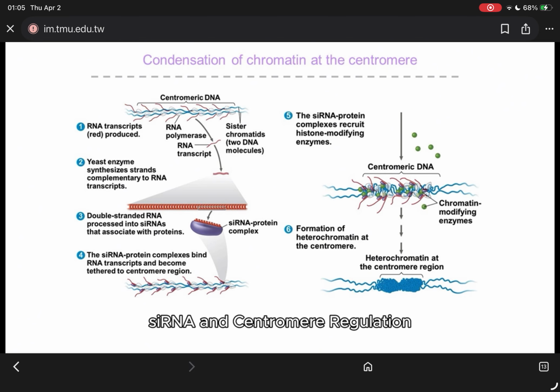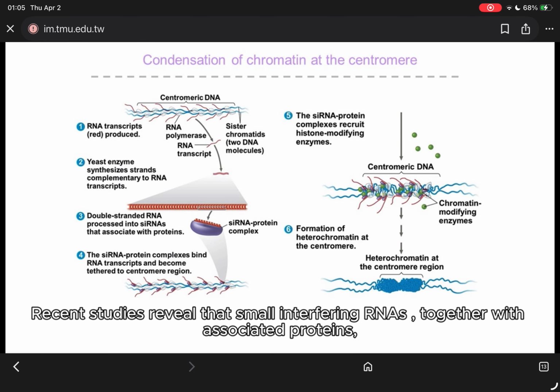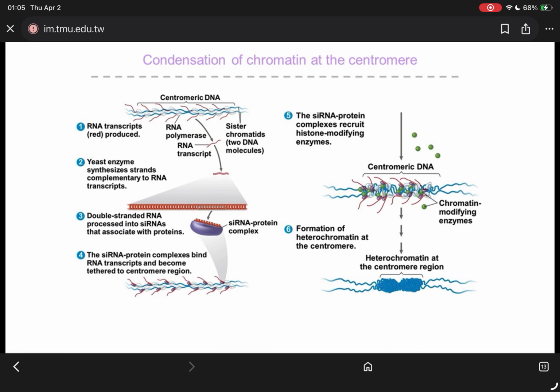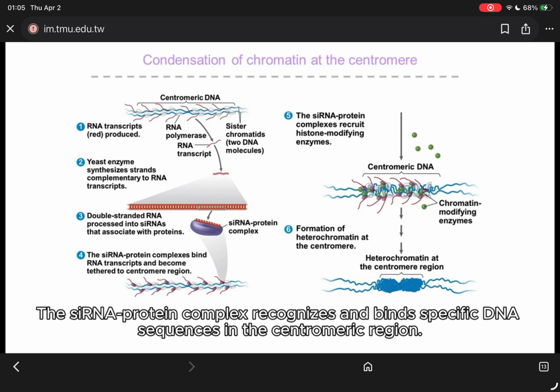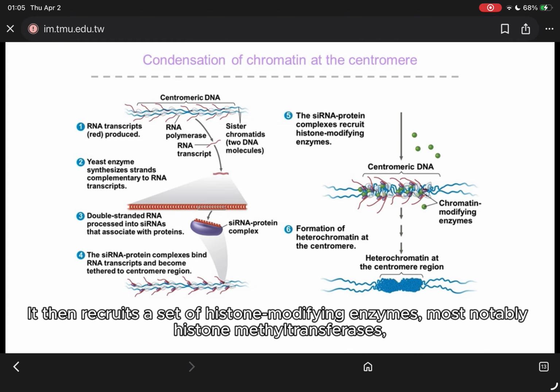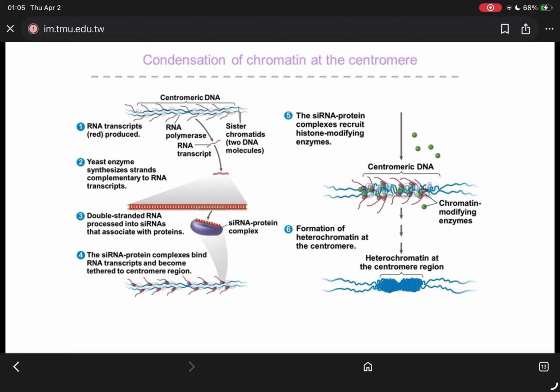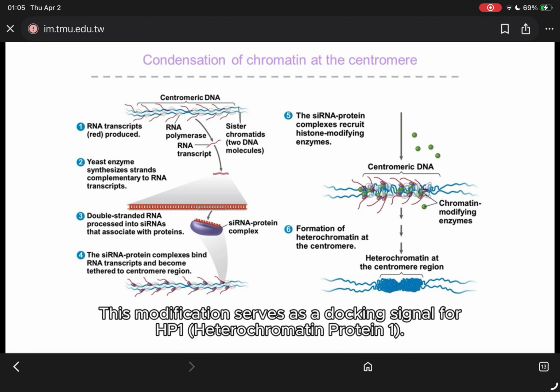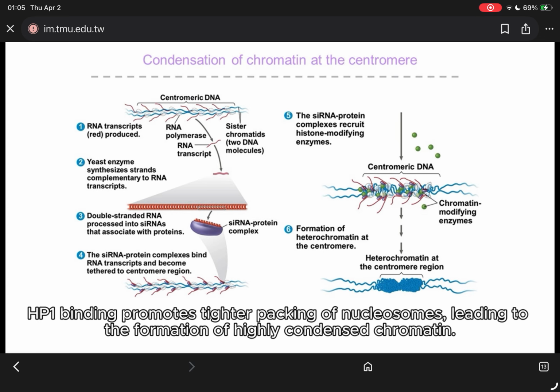siRNA and centromere regulation. Recent studies reveal that small interfering RNAs, siRNAs, together with associated proteins, play a critical role in regulating chromatin condensation at the centromere. The siRNA-protein complex recognizes and binds specific DNA sequences in the centromeric region. It then recruits a set of histone-modifying enzymes, most notably histone methyltransferases, which catalyze modifications on histone tails, especially H3K9 trimethylation, H3K9me3. This modification serves as a docking signal for HP1, heterochromatin protein 1. HP1 binding promotes tighter packing of nucleosomes, leading to the formation of highly condensed chromatin.